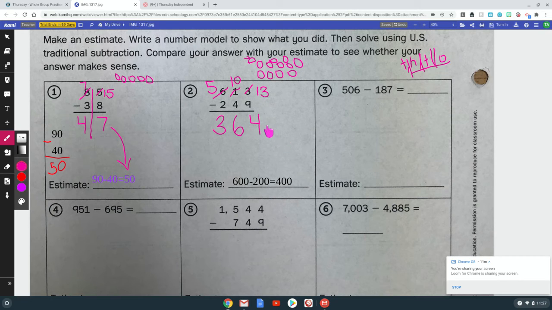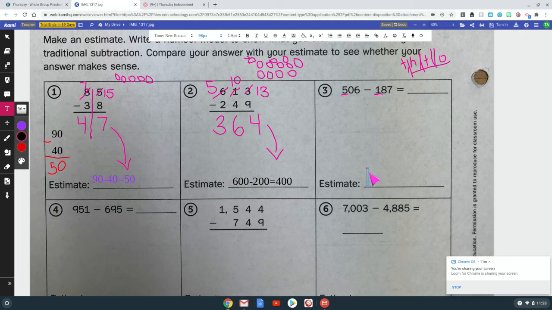10 minus 4 equals 6. 5 minus 2 equals 3. 364. Is that close to 400? Yes, it absolutely is close to 400.